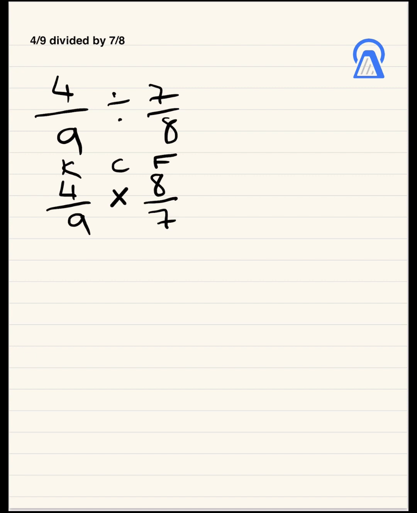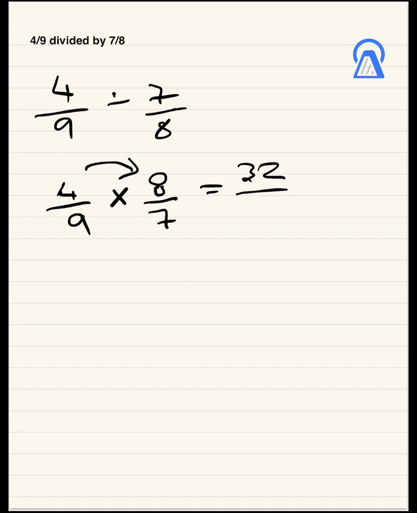So let's have a look. We're going to do it now, as just a multiplication question. So I want to do 4 times 8, which is 32, and now I've got 9 times 7 to get 63. And again, we want to double check whether or not we've got any common factors so that I can simplify this. As it happens, 32 and 63 don't have any common factors, so we'd leave that as it is.